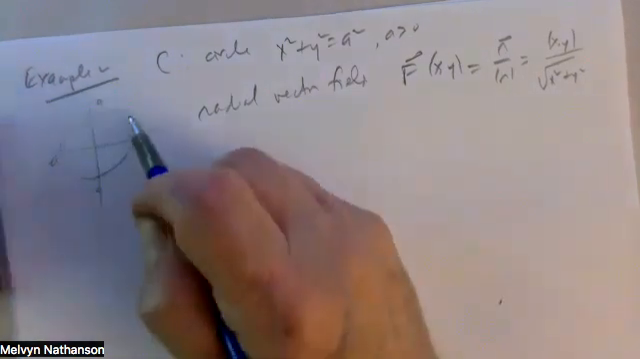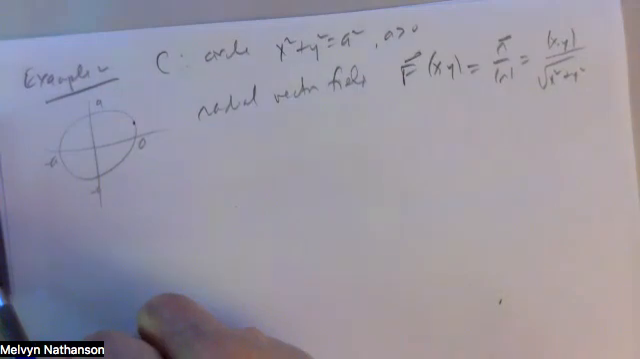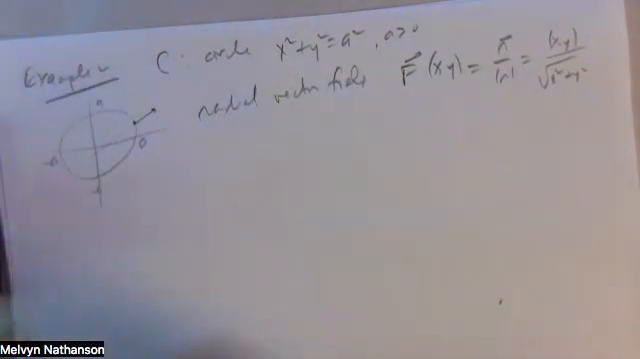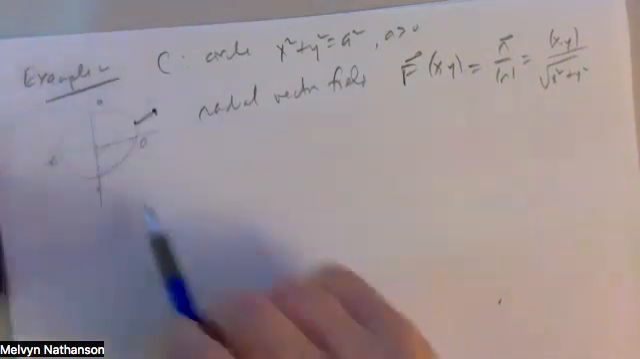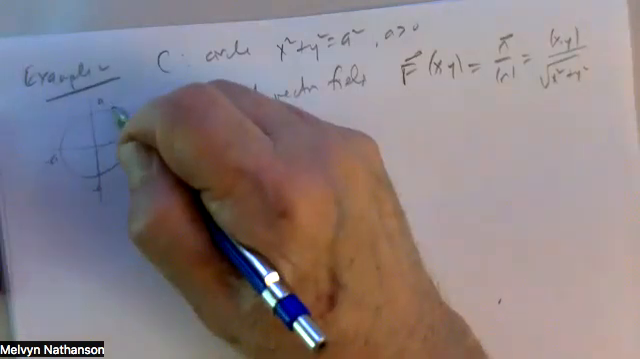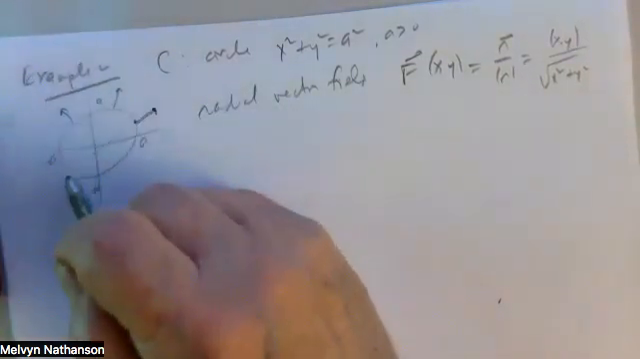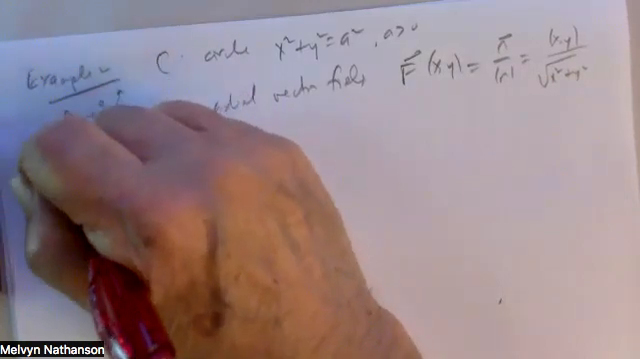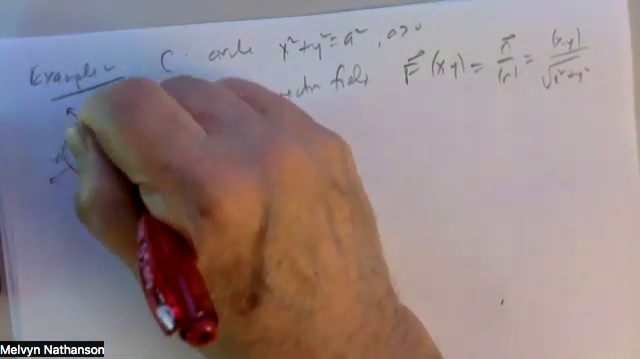And we want to, so at any point on the circle, we have a vector in the same direction, but a unit vector in the direction. This is our vector field. The circle C is this.